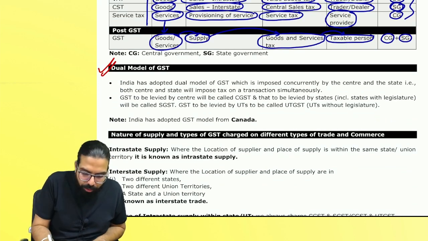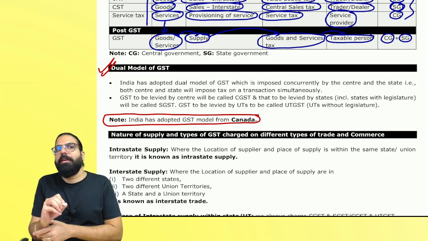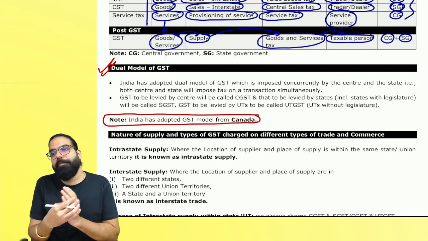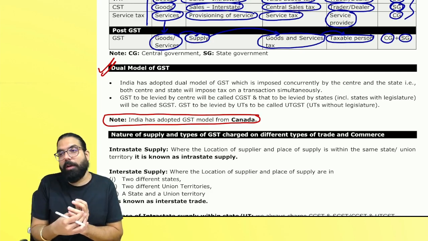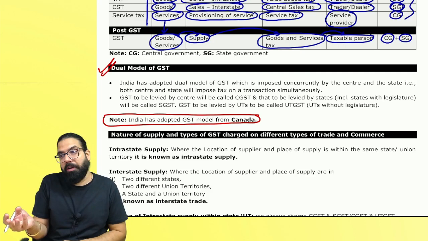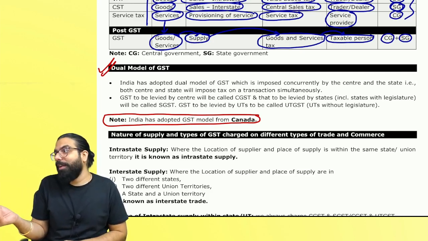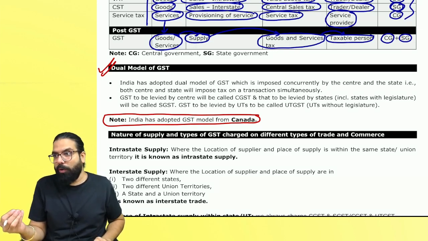One point which I want you to remember over here is, India has adopted which model of GST? Dual model, and this model has been adopted from Canada. Are we clear? The Canadian model has been adopted by us. In the exam, by chance you say Australian model, okay? US model, Canadian model, in Inter or Final, they may ask all these questions. Can I go ahead, everyone?